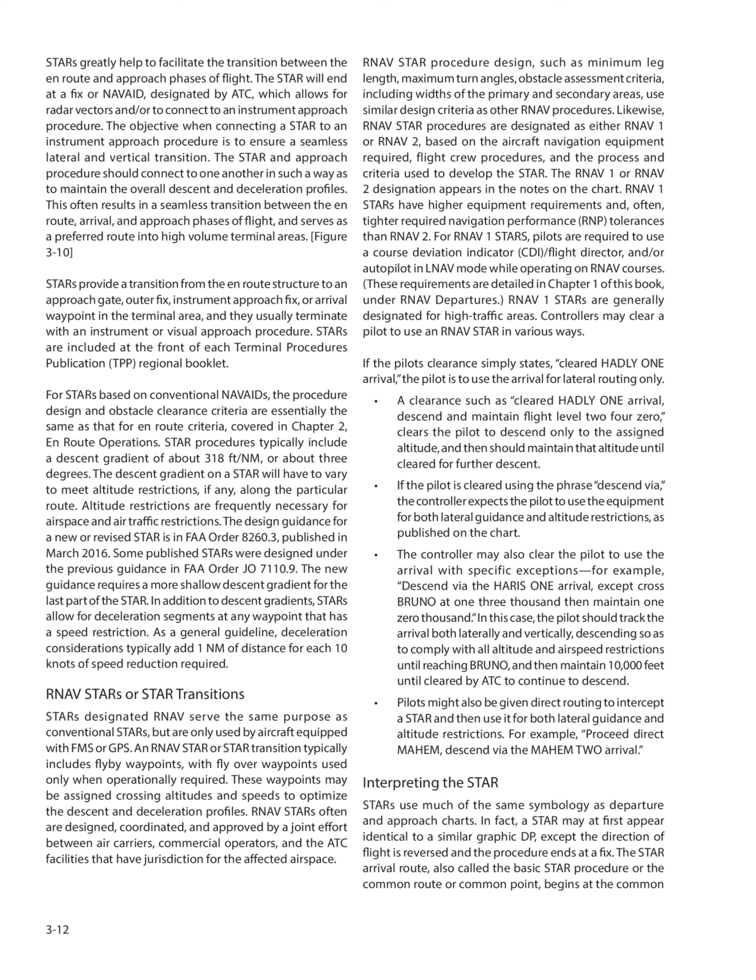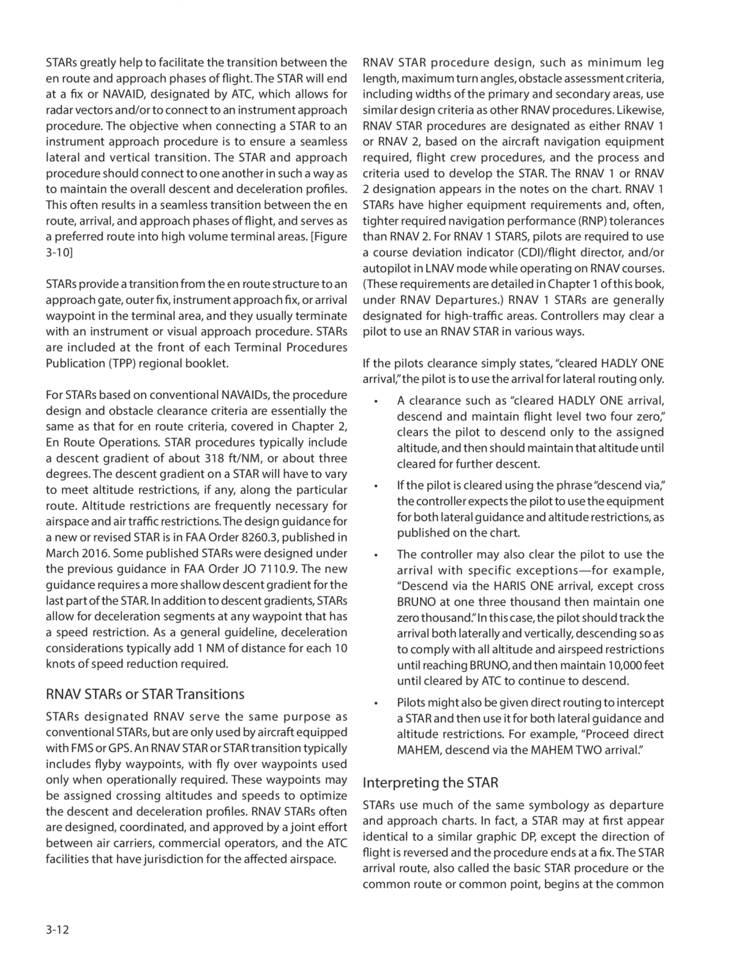The STAR and approach procedure should connect to one another in such a way as to maintain the overall descent and deceleration profiles. This often results in a seamless transition between the en route, arrival, and approach phases of flight and serves as a preferred route into high-volume terminal areas. Figure 3.10, STARs provide a transition from the en route structure to an approach gate, outer fix, instrument approach fix, or arrival waypoint in the terminal area, and they usually terminate with an instrument or visual approach procedure.